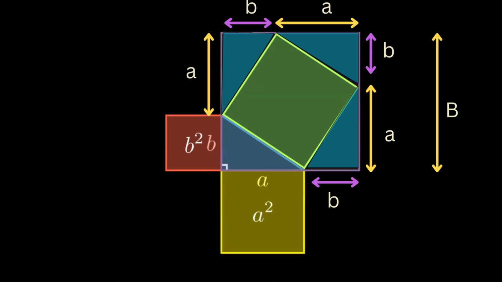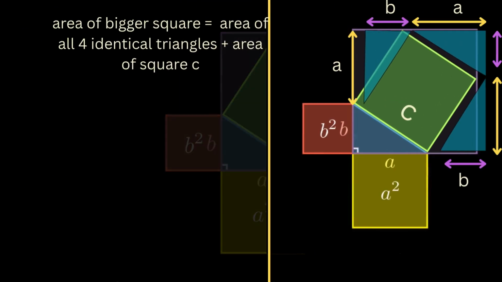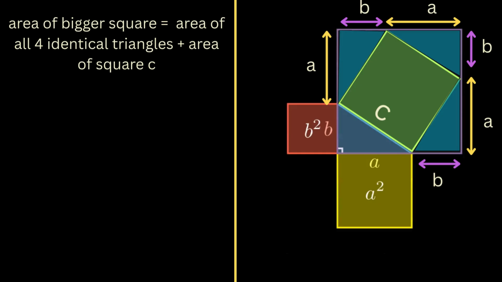Notice something interesting here. The hypotenuses of these four triangles form a central tilted square. Let's call the side length of this inner square c. Its area, naturally, is c squared. Now let's think about the larger area. The area of the large outer square must be equal to the sum of the areas of the four triangles and the area of the tilted square.